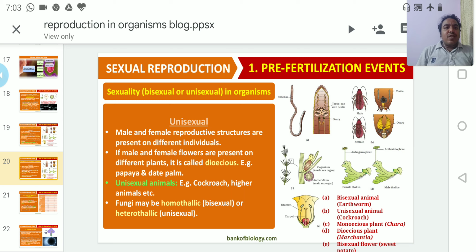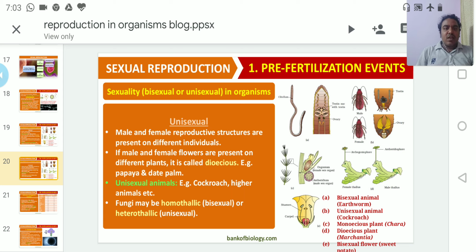Okay, and let us discuss the unisexual. If the male and female reproductive structures are present on different individuals, as I was telling you, if male and female flowers are present on different plants, then what do you call it? Then here we use the terminology dioecious. There it is monoecious, here it is dioecious.